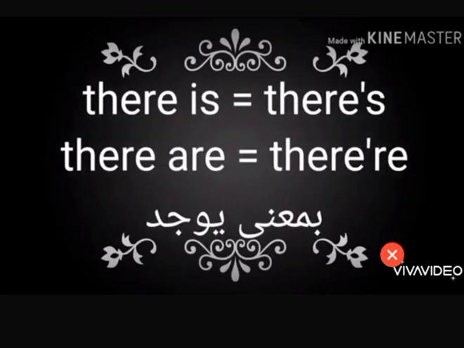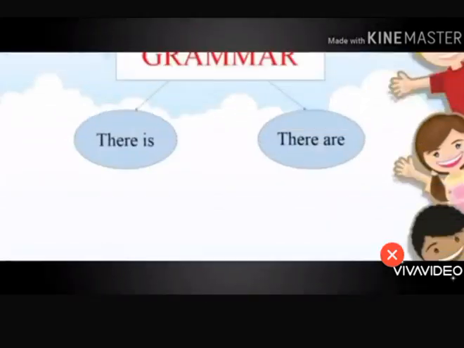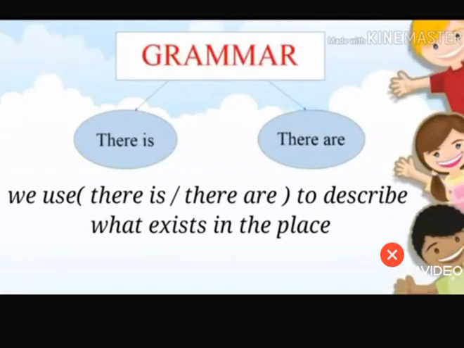Now, we will start our new grammar. When Hannah asks her grandmother where are you, she answers, I'm in the park now. There is a bench. She is referring to a place. Okay, so we use there is or there are to describe what exists in a place. Her grandmother says there is a bench. So she refers to something that exists in the park. There is a bench. So we use there is to refer to a singular noun.